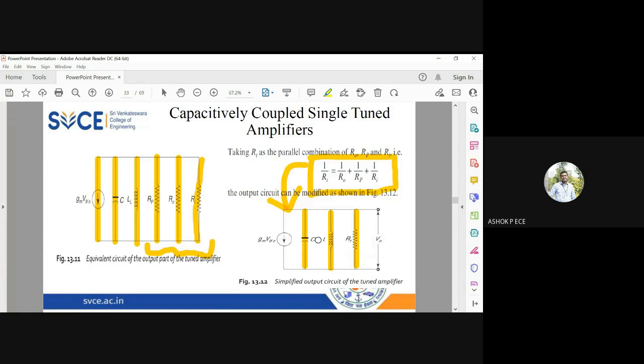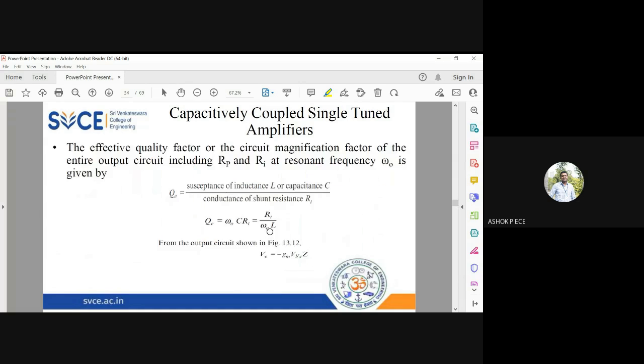If you take the inductor, R by X, so R_T by omega_o L, this term. If you take the reactance of the capacitor, it is R_T by 1 by omega_o C. If you take the reciprocal, it is R_T omega_o C. So this is the final quality factor of the tuned amplifier at the output side. So Q_E is given by omega_o C into R_T, or it is R_T by omega_o L.